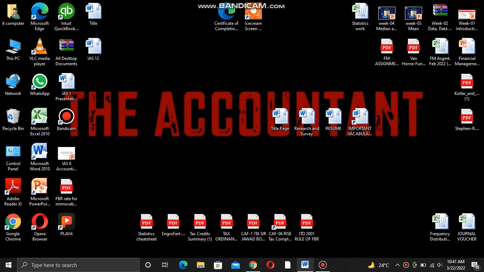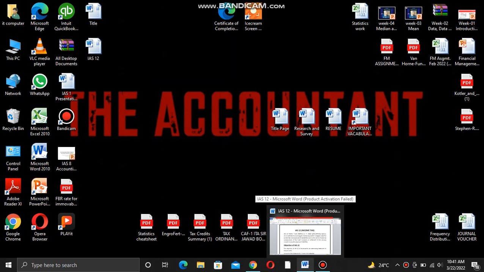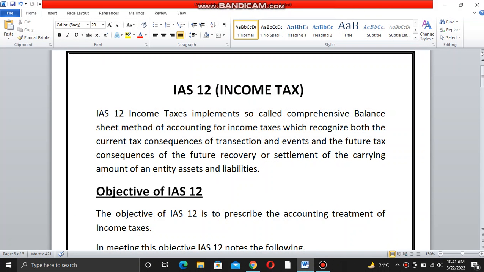Okay, today our topic is IAS 12, which is income tax. Income tax is very important because it is the source of revenue for the government of every country. A country can make its income tax very convenient for the people to fulfill the deficit faced by the country due to the expenditure, because the government incurs expenditure. They invest money on the public and they expect revenue in the form of income taxes.